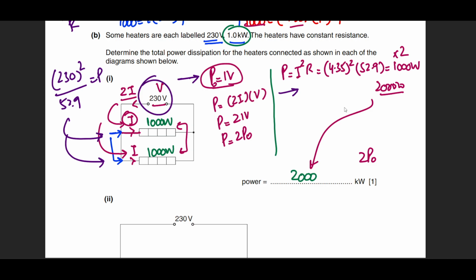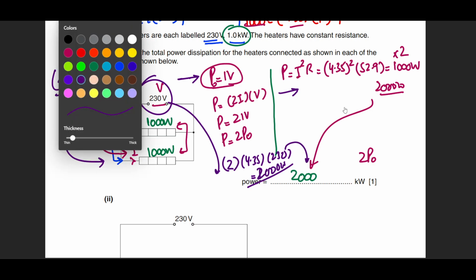And if we look from the battery's perspective, how much power is the battery sending? The battery is sending 2 times the current, which is 4.35, multiplied by a voltage of 230, and the answer comes to exactly 2000 watts again. So the same thing: look from the battery's perspective, look at the ratio, however you like.